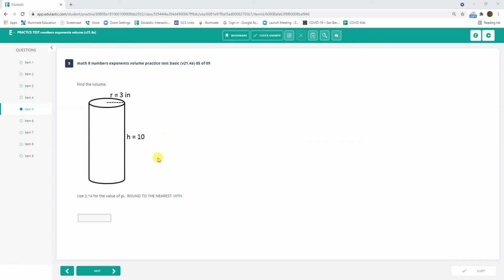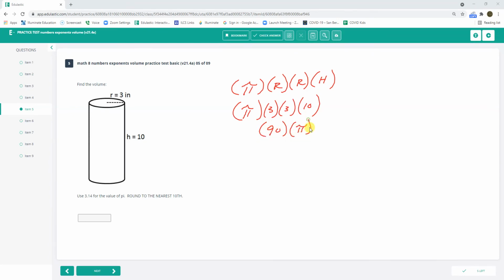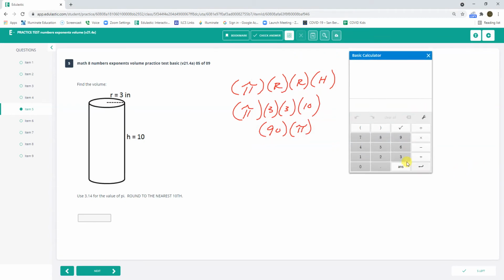We need to find the volume of this. For a cylinder, it's pi times radius squared times height. So this is going to be pi times 3, 3, 10, which is going to be 90 pi. And using 3.14, calculator, nope. So I'm going to use 3.14 times 3 times 3 times 10.